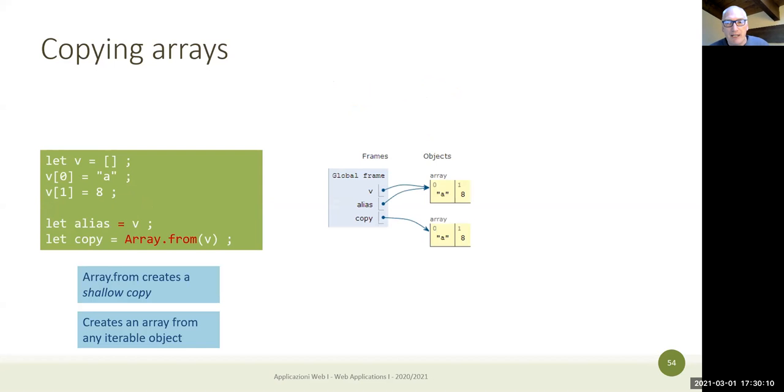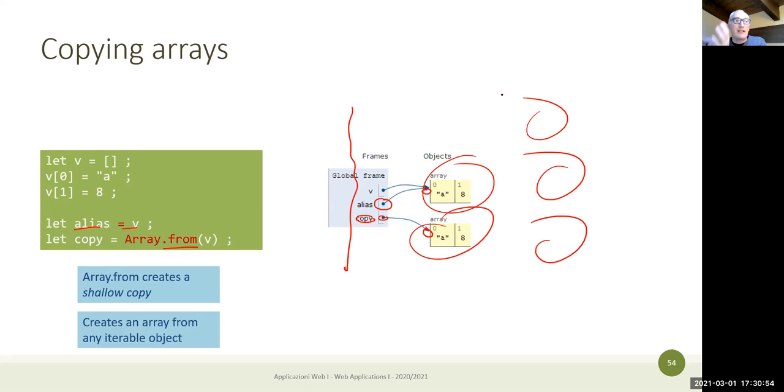If you really want to make a copy of the array, you can use, for example, the method from that will make a copy. It doesn't make the same reference to the same object. If I make alias equal to V, I have a different variable that points to the same object. If I use this from method, I have a new variable that points to a different array where the elements are copied. So we start thinking about variables that belong to the names of our program and the objects that are managed outside in the heap, in the group of objects. And they are independent from the variables that point to them. So in every operation, we should always ask ourselves if we are just modifying the variable or if we are modifying the objects, and in that case, which variables point to that object and will see the modifications.